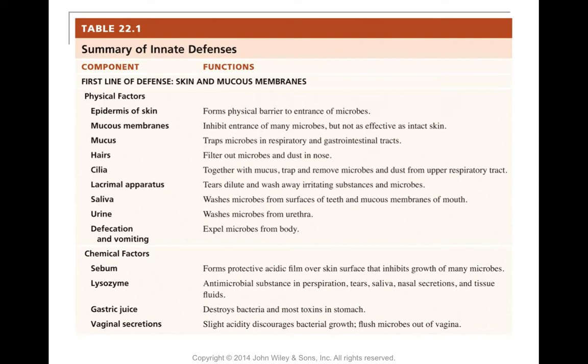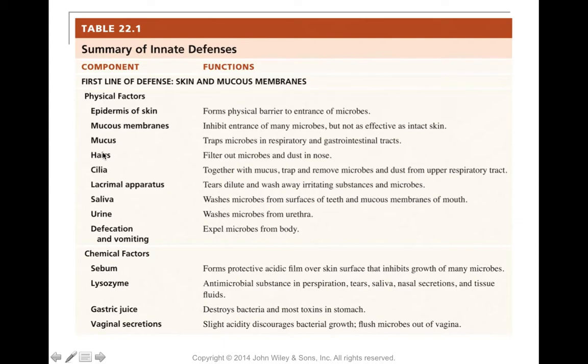Okay, so we have many different lines of defense. Again, we talked about the skin and the mucous membranes as our first line of defense. The physical factors, again, include the epidermis of the skin. That's a physical barrier to the microbes getting in. We also have mucous membranes. They're also going to be a physical barrier. We have mucus, which serves to trap microbes in things like the respiratory and gastrointestinal tracts. And then these can be eliminated in the form of sneezing, right, or blowing your nose. You can then eliminate it.